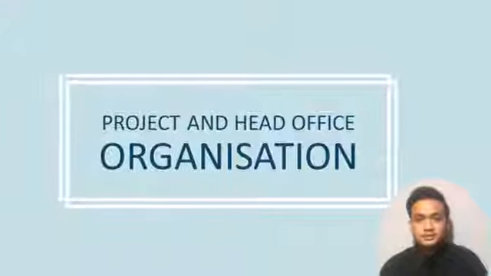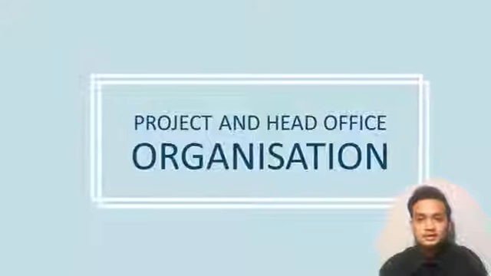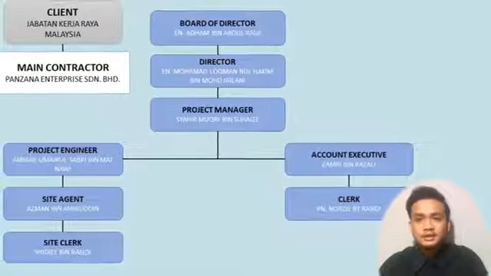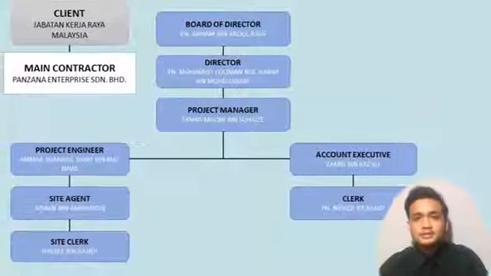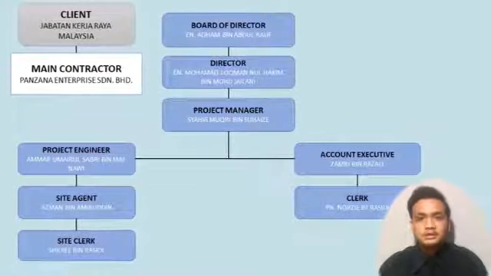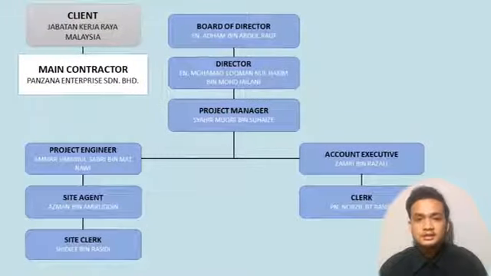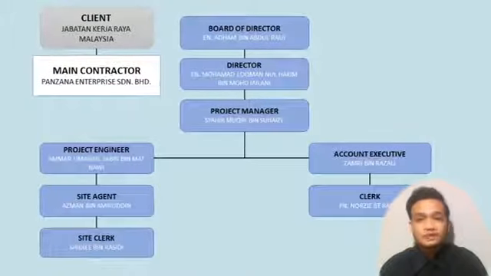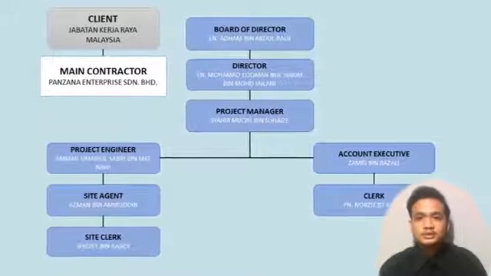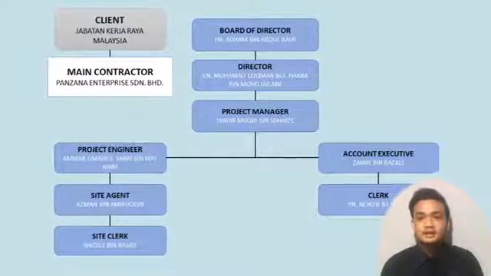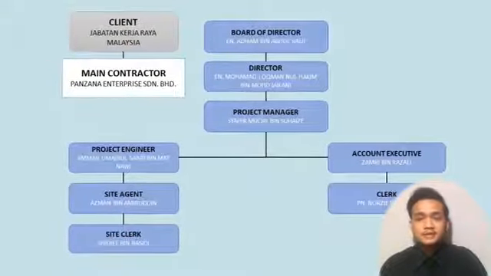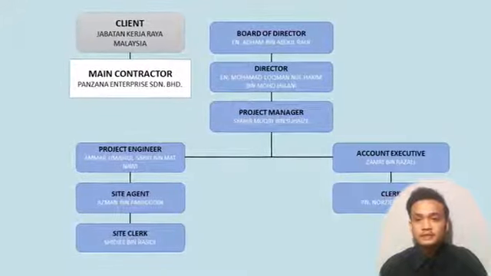Then, let's proceed to the project and head office organizations. The client for the project is Jabatan Kerja Raya Malaysia, and the main contractor is Panzana Enterprise Sdn Bhd. So, here is the organization's chart of the main contractor of the project. The head of organizations is the Board of Director, followed by Director, Project Manager, Project Engineer, Account Executive, and so on.